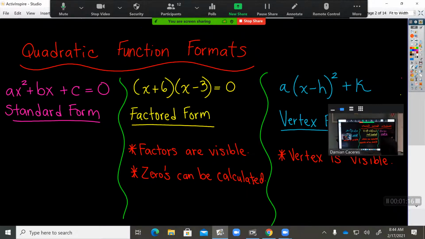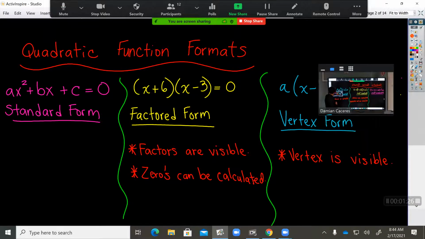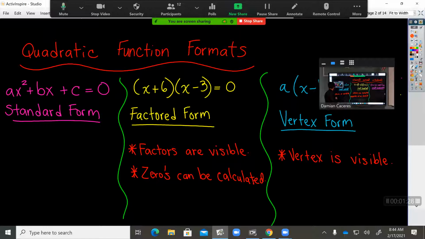All right, on this next page, these are the three different formats that you're going to see. Hello? You need to copy it? That's fine. So on this page, you see the three different formats that you're going to see quadratic functions in.